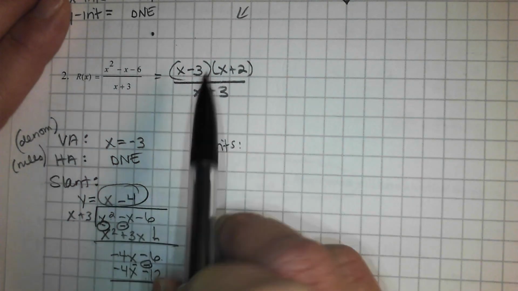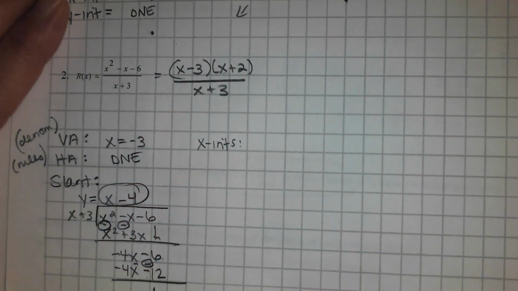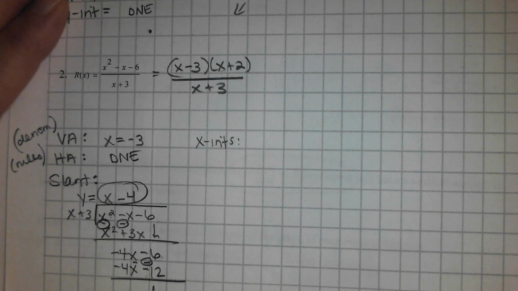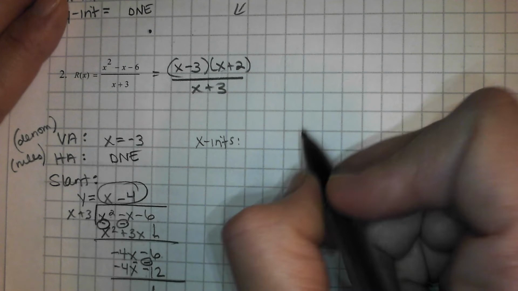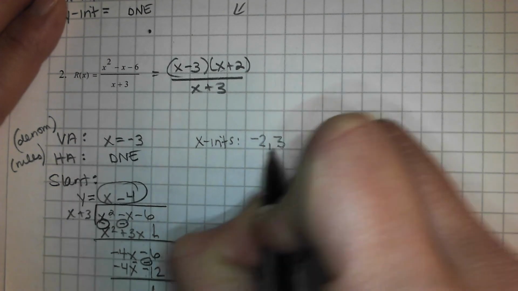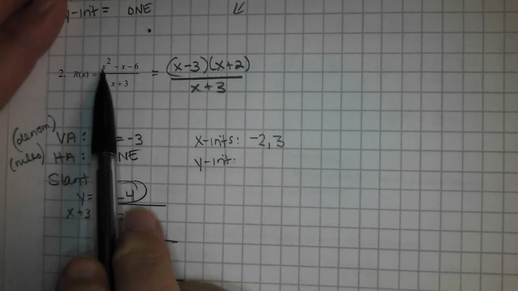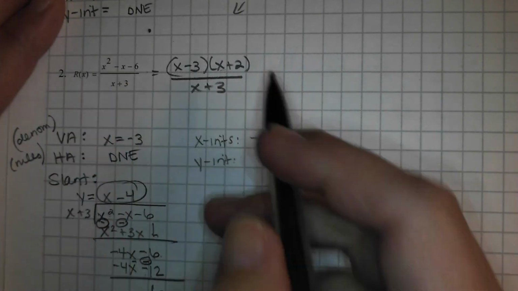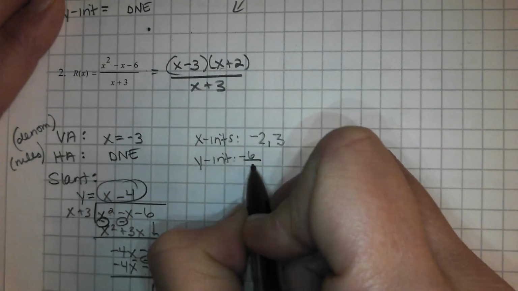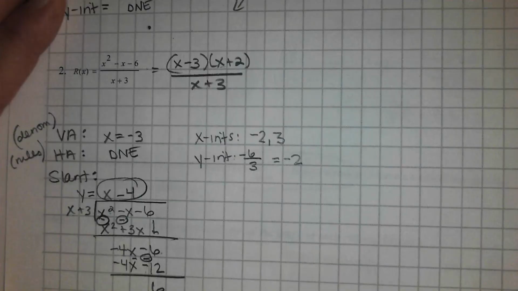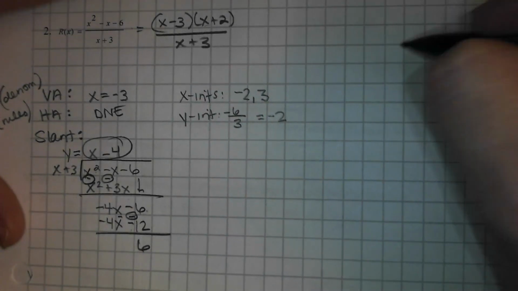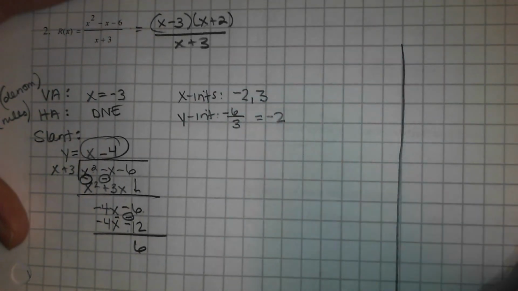Okay, once you're done with those asymptotes, your x-intercepts come from the numerator, which are what? Negative 2 and 3. And your y-intercept comes from plugging in 0. If you plug in 0 to the top, you'll get negative 6. Plug in 0 to the bottom, you get 3. So your y-intercept is negative 2. So hopefully this all comes together.